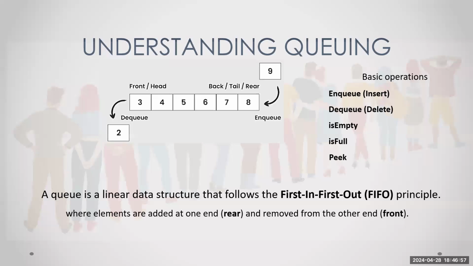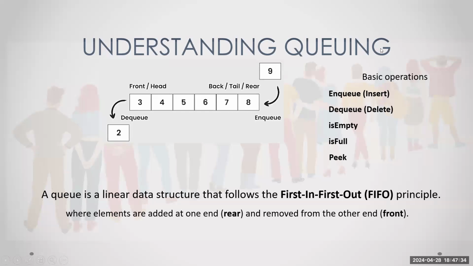Now, understanding queuing. What are queues? Queues are linear data structures. We have learned DSA, data structures like stacks, queues, trees. Now, particularly concentrating on queues: a queue is a linear data structure that follows the first in, first out principle, which we call the FIFO principle, where elements are added at one end and removed from the other end. As you can see here, we have a rear end and a front, or the head region.